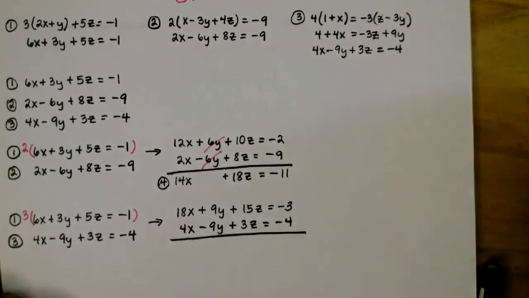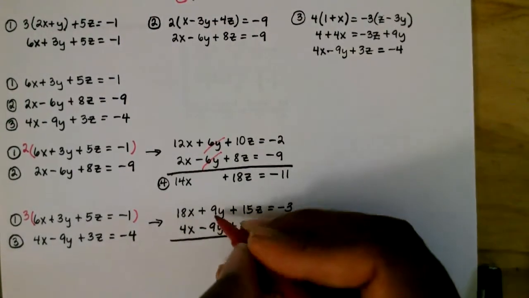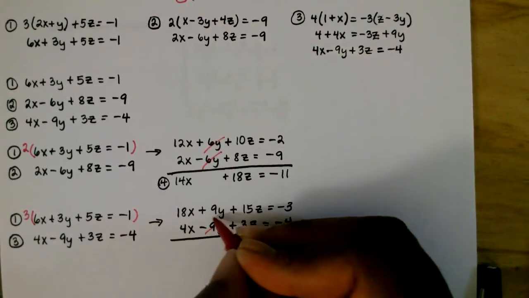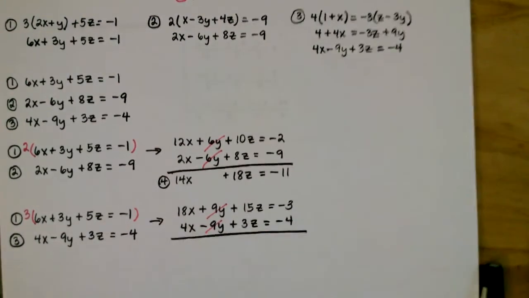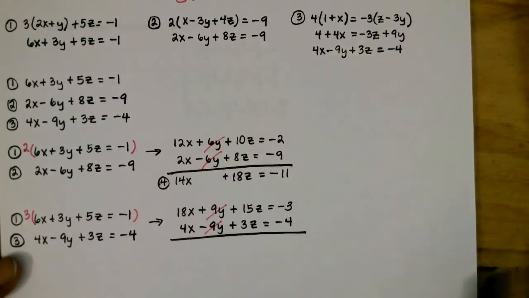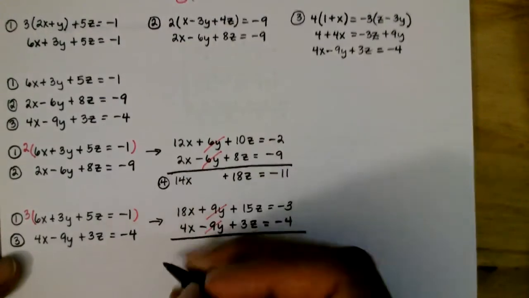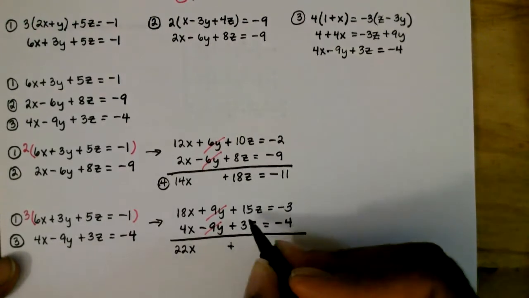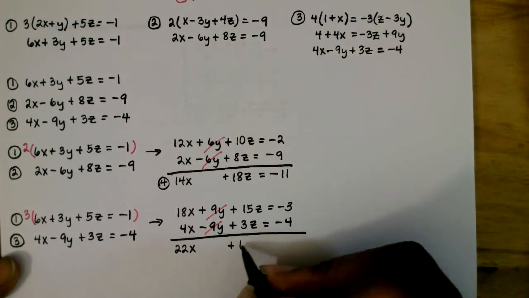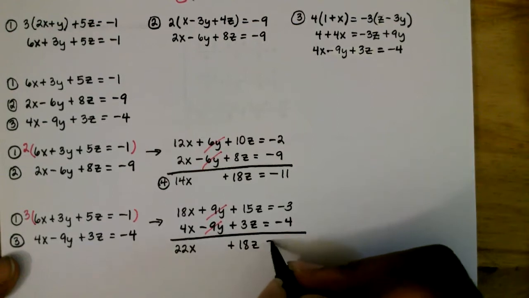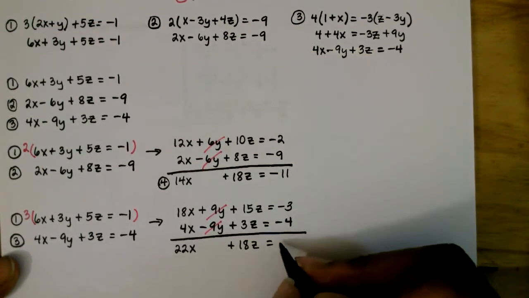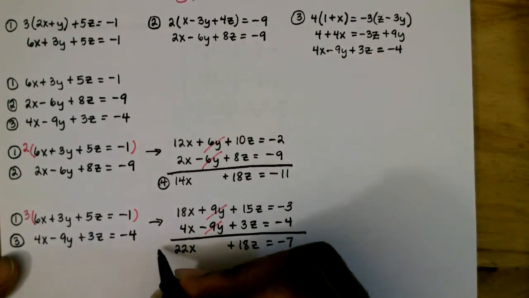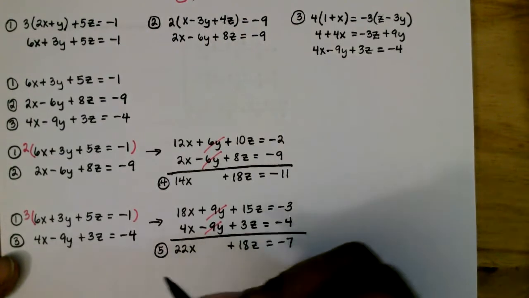And now in this case, you're going to see that the plus 9y and minus 9y add to 0. They're gone. Now if I add 18x and 4x together, you'll get 22x, plus 15z plus 3z is 18z, equals -3 plus 4, which would be -7. And I'm going to label that equation as equation 5.